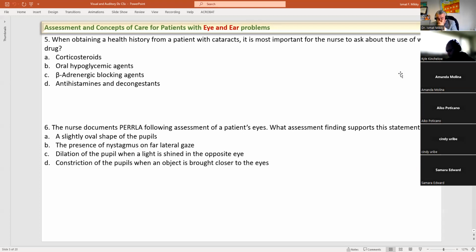Number 5. When obtaining a health history from a patient with cataract, it is most important for the nurse to ask about the use of which of the following drugs. Which drug is most concerning when it comes to cataract? That is the drug that has been associated with the development of cataract and glaucoma as well. Steroids, right? Yes, steroids.